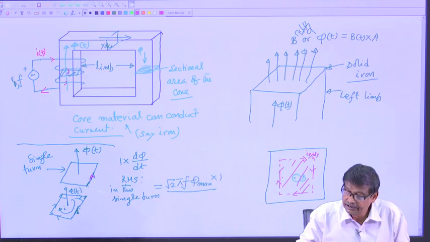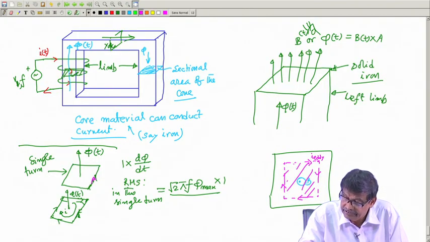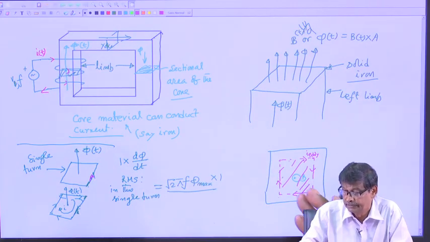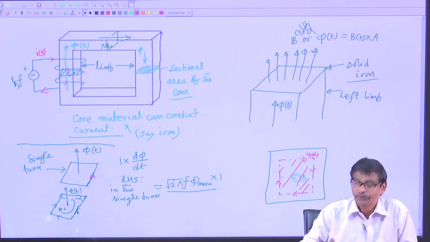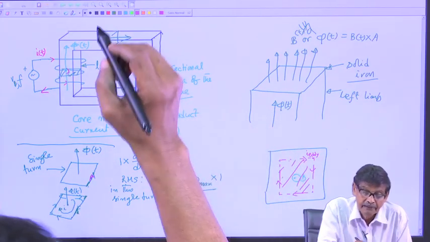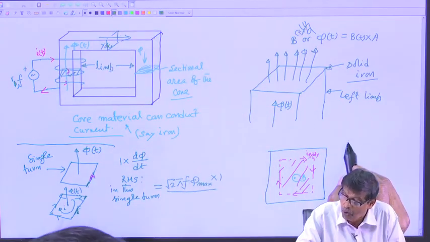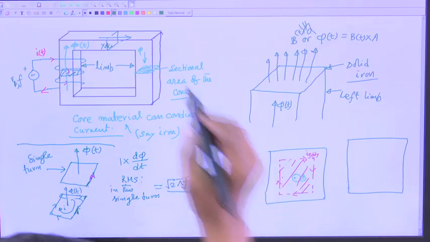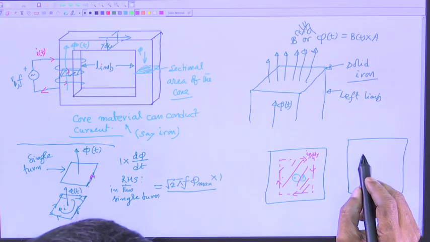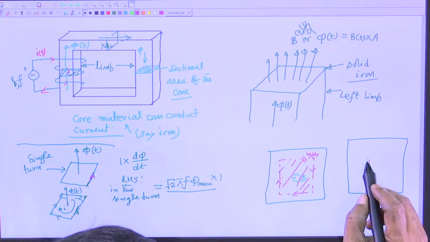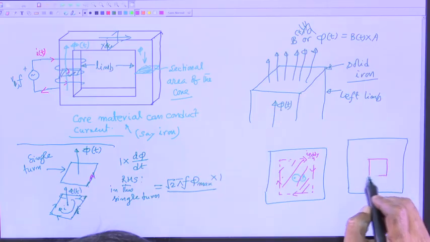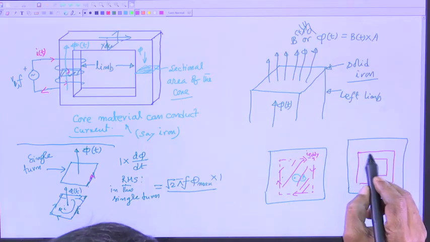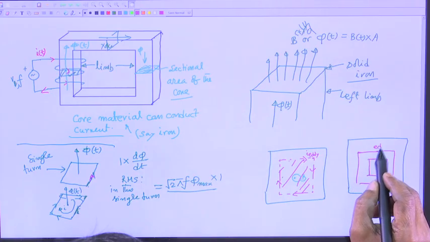Now, the big question is, does this happen only to this selected so-called closed loop? No, it will happen in all the possible paths. Suppose this is the cross sectional area, you can select a path like this, you can select a path like this. Are you getting? These are paths of eddy current, eddy paths.